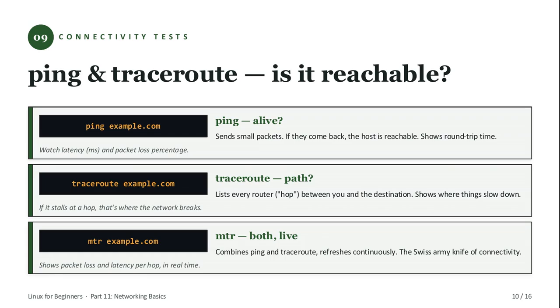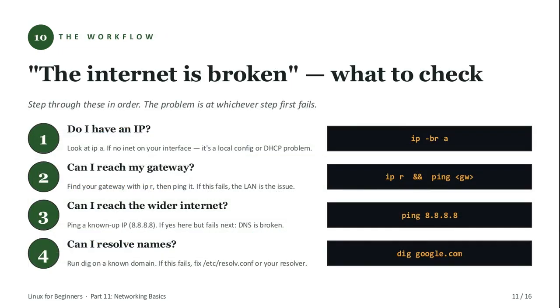And mtr rolls both together into a live, continuously refreshing view. Packet loss and latency per hop, updating as you watch. So when someone tells you the internet is broken, don't guess. Walk this ladder, and the problem reveals itself at whichever rung first fails.